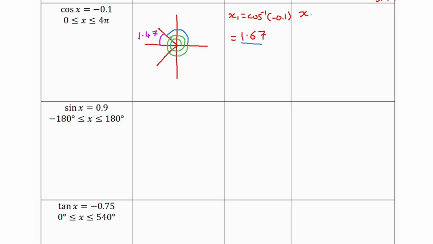So now I can start working out all my angles. x1 is 1.67. x2 is going to be pi plus that acute angle, the 1.47. I'm going to add pi onto my acute angle, and I get 4.61.